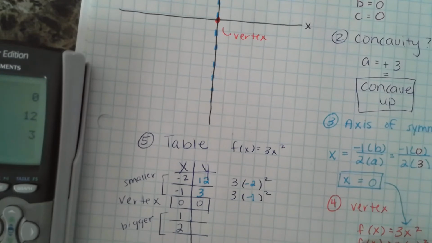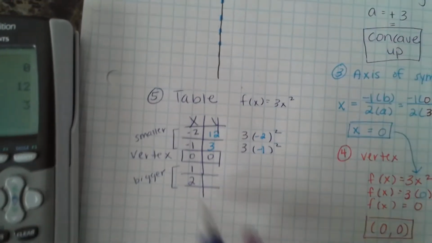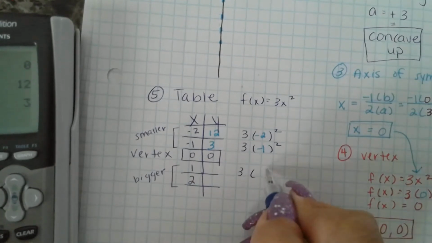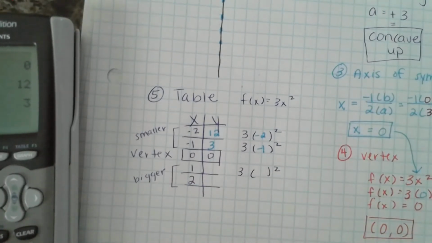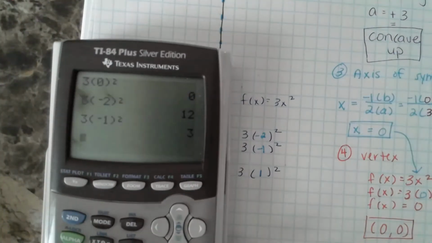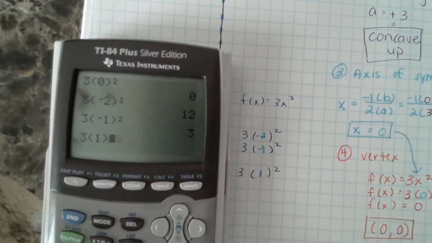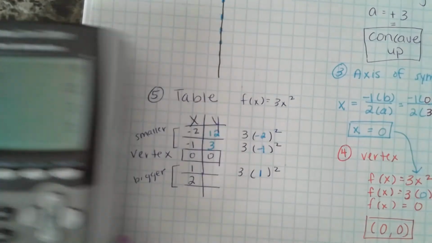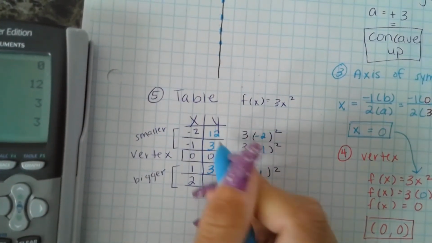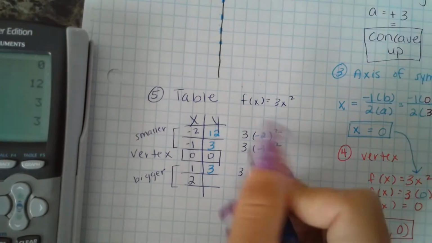We already did our vertex over here. Our vertex is right here. So down here we're going to say 3 times whatever this x is squared, and it is a 1. So we're going to put a 1 in right there. 3 times 1 squared, and we get 3. This is already looking great, 3 and 3. So I anticipate that this one's going to be a 12. Let's just check it anyway.